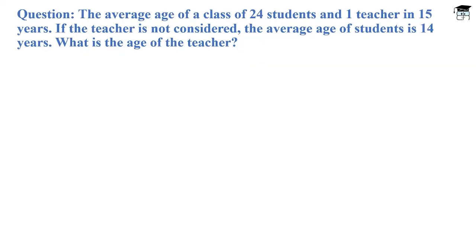Now the next question is the average age of a class of 24 students. Now the questions are basically of age. 24 students and one teacher is 15 years. If the teacher is not considered, the average age of students is 14 years. What is the age of the teacher? Like that only, and it is a concept of age as we were talking about weight earlier. Now it is age, and we are talking about deletion, that is, one teacher is not considered, right?